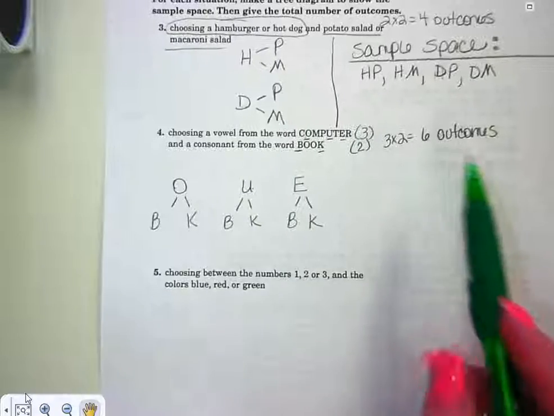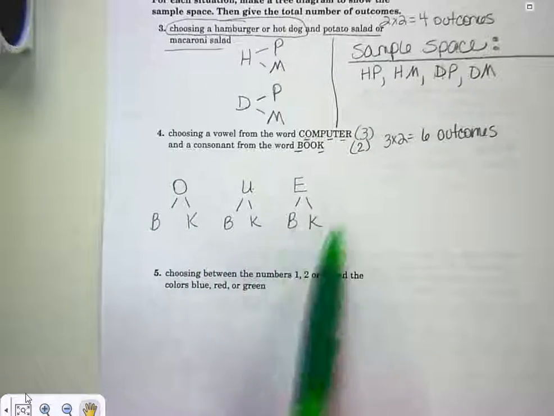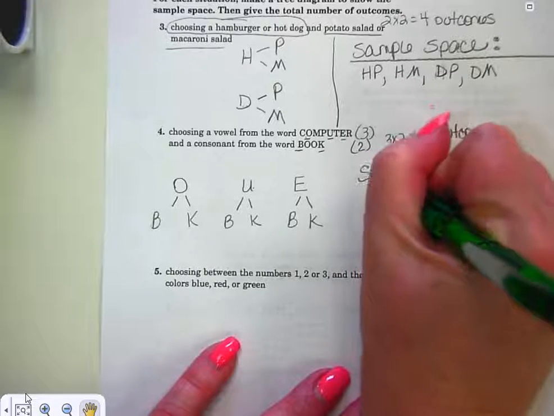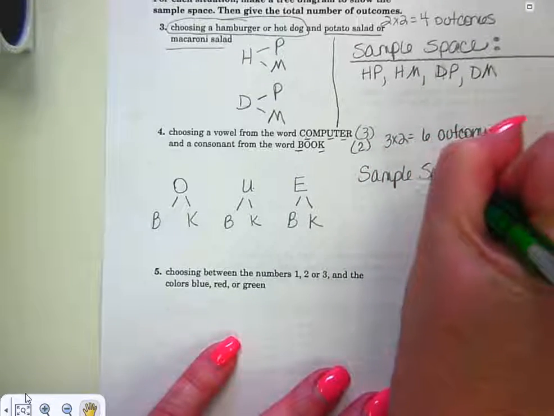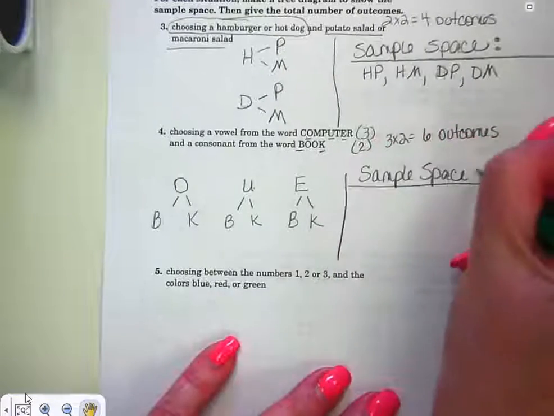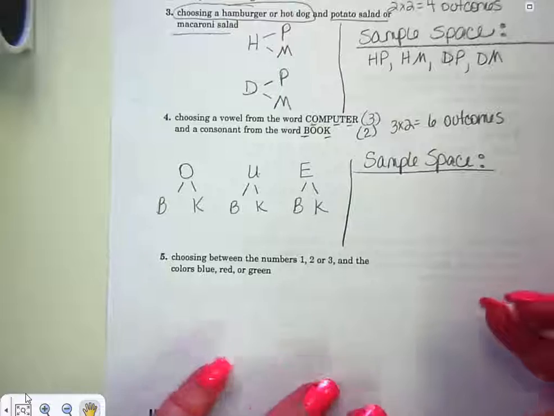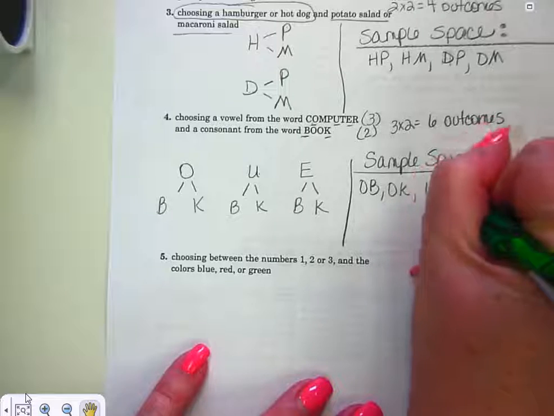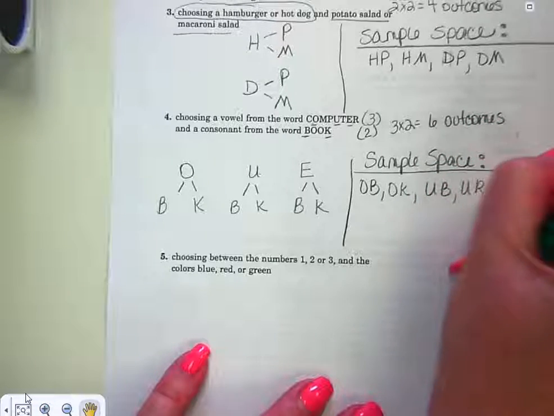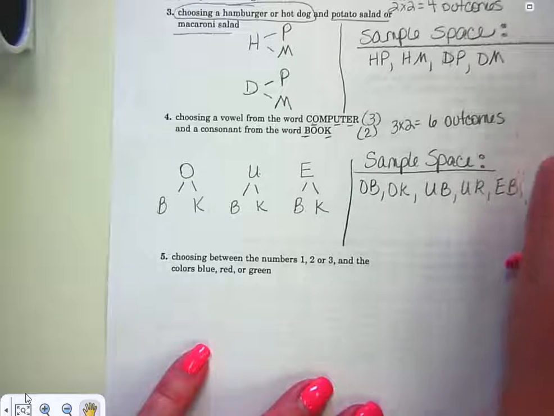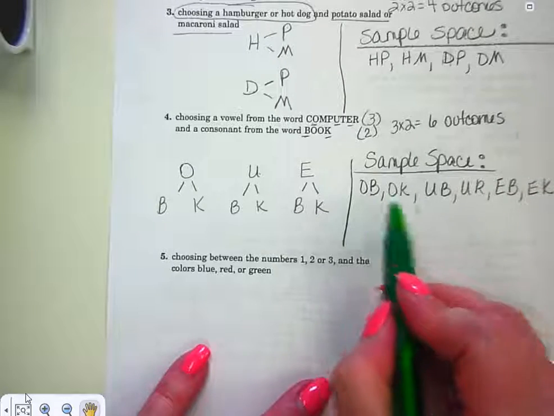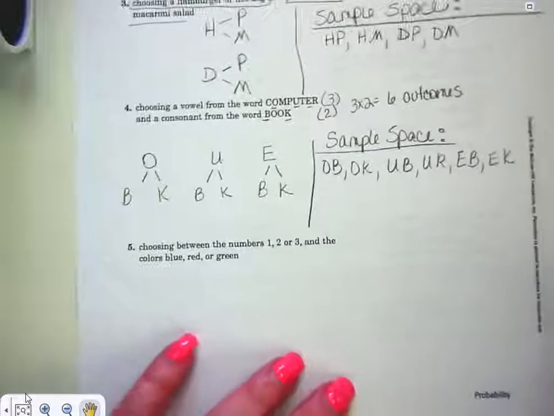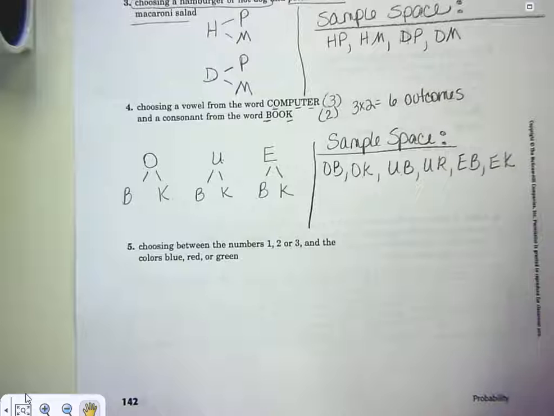And are we showing 6 outcomes? 1, 2, 3, 4, 5, 6. Make a sample space. And we get OB, OK, UB, UK, EB, or EK. 1, 2, 3, 4, 5, 6. Pretty easy? Yes? Okay. All right, so you'll finish this and you'll work on the back.